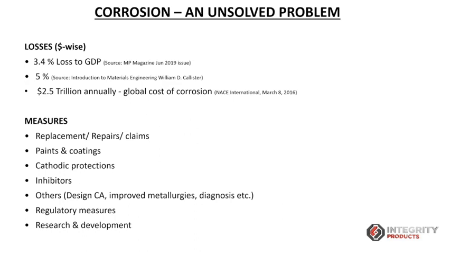If we talk about the financial loss due to corrosion, it's been reported that a 3.4% loss to the GDP of any industrialized economy is because of corrosion. Another textbook says it's approximately a 5% loss to GDP. So we can say that a 3.4% to 5% loss to the GDP of any industrialized economy is due to corrosion. In terms of dollar value, it's about $2.5 trillion annually. That's the global cost of corrosion.